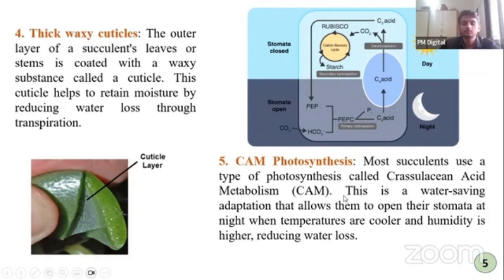So this is that water saving adaptation that allows them to open the stomata at night, as I mentioned. When temperatures are cooler and humidity is higher, then it will be helpful for reducing water loss.